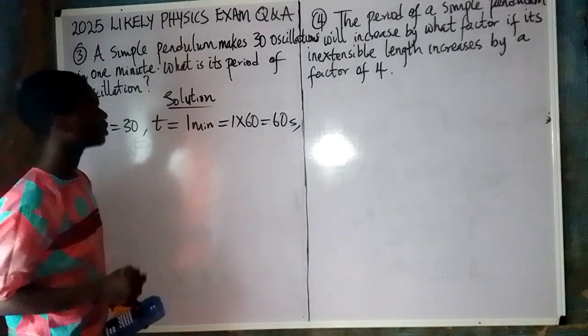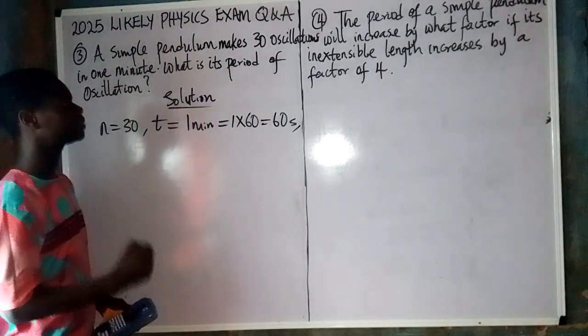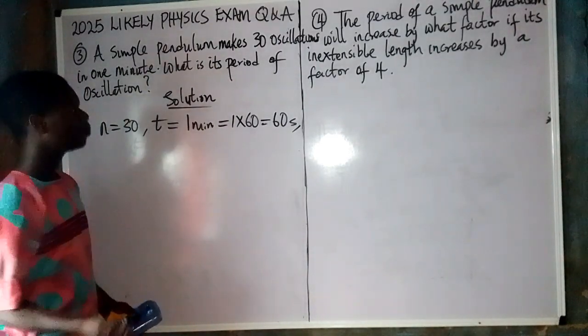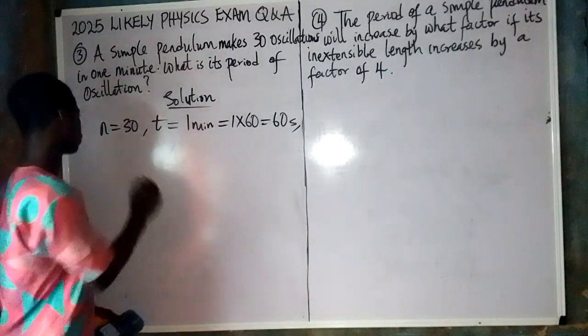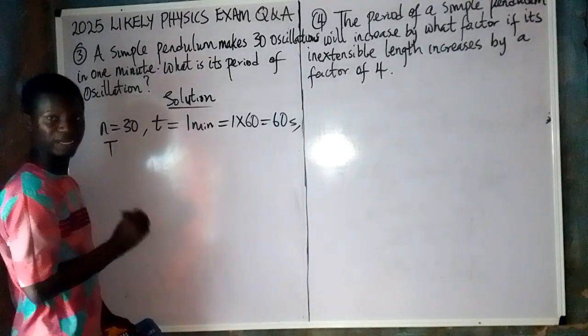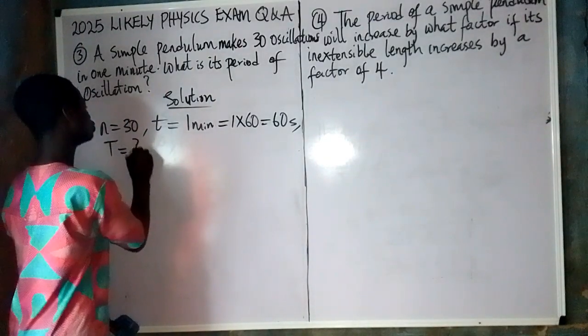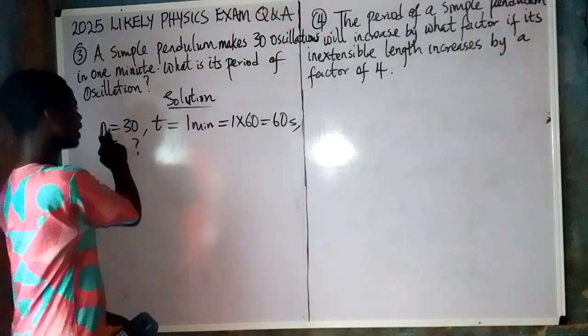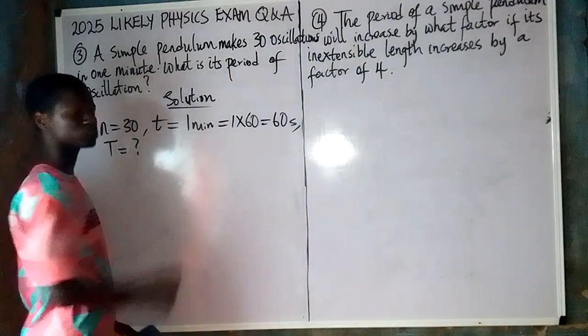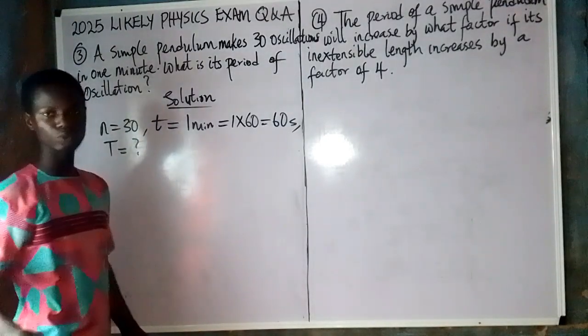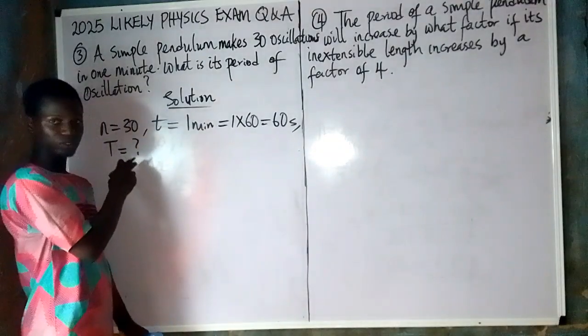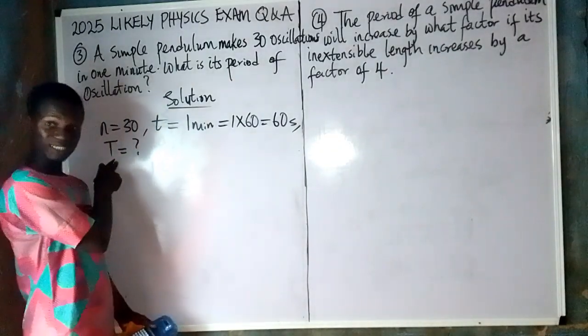Now, what is the question? What is its period of oscillation? Period of oscillation, what is the symbol? Capital T. And in this case, it is unknown. So you have n, you have small t, and big T is unknown. Now, based on the unknown, we know that it is period that is unknown.